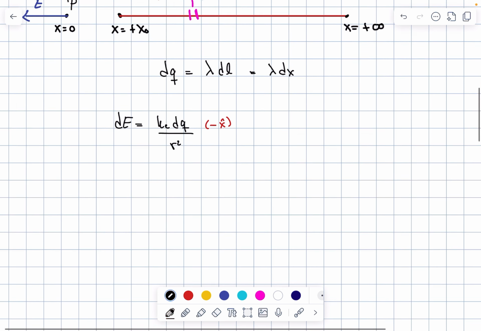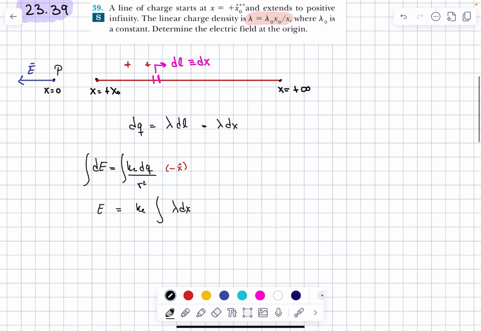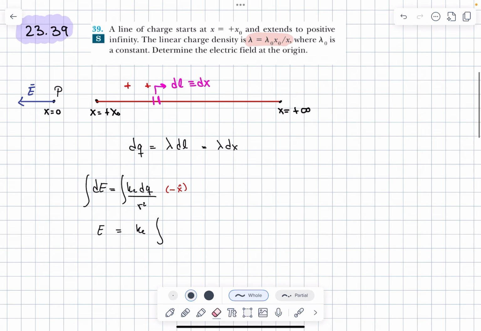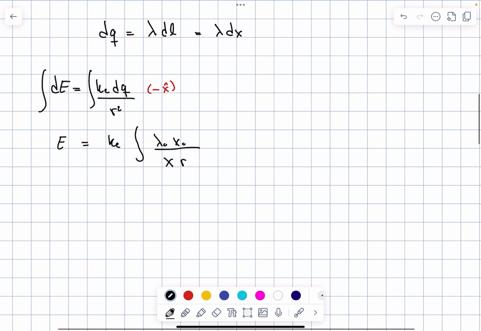So we can take the integral of both sides, and we say that E, which we know to be along the negative x hat direction, is equal to ke times the integral. Now dq is lambda dx, but we can replace lambda with what we know it to be. From the problem, lambda is equal to lambda naught x naught over x, and then we have r squared, and we have dx.